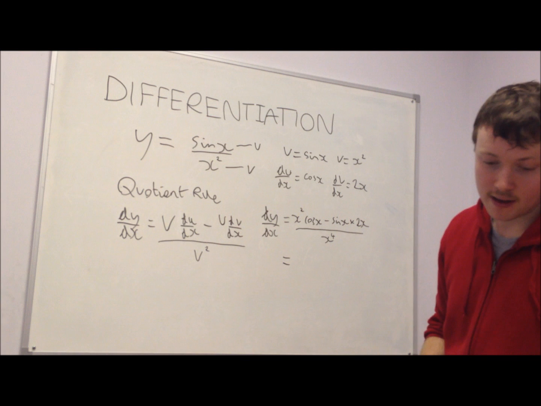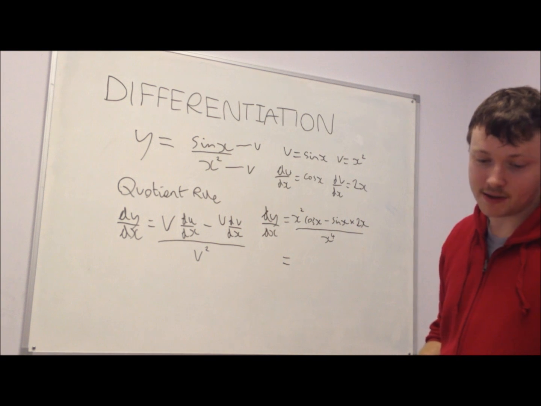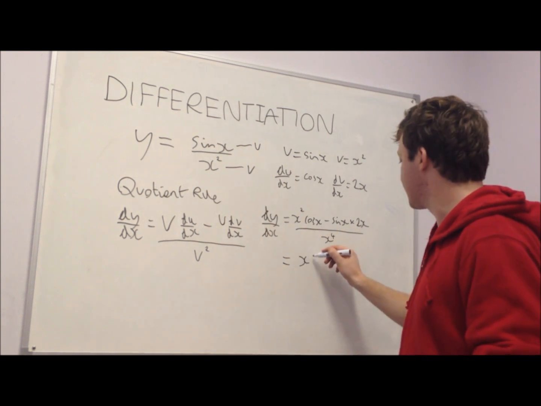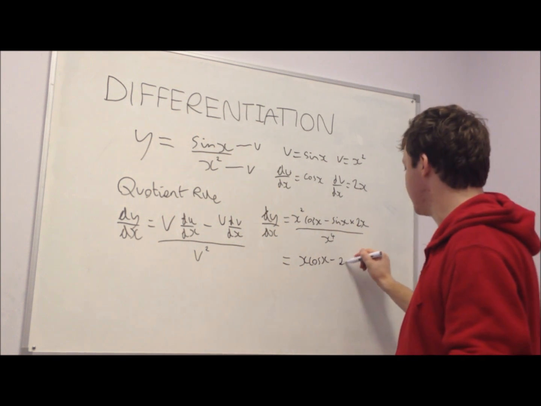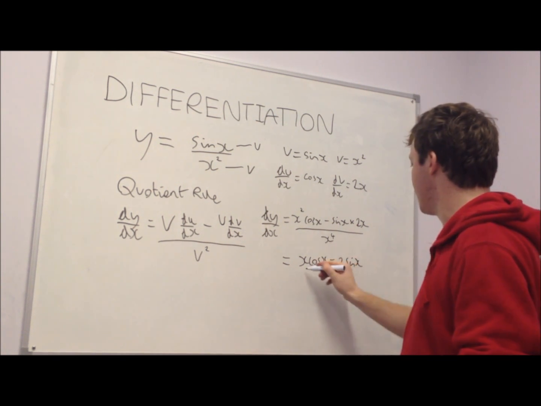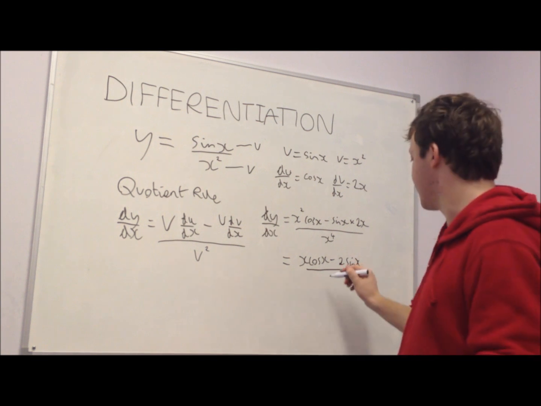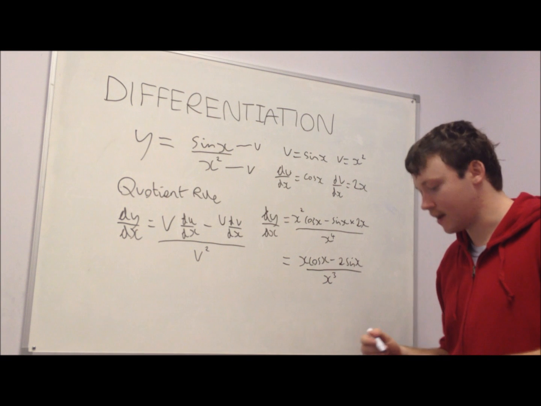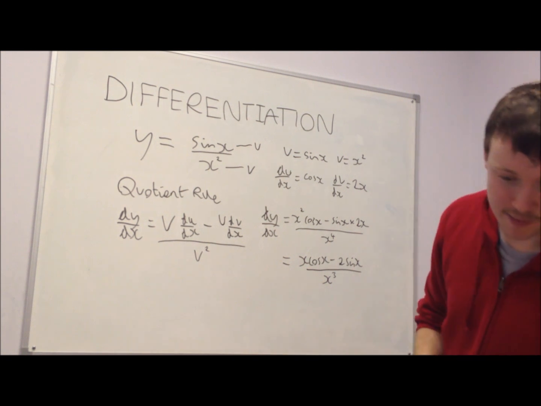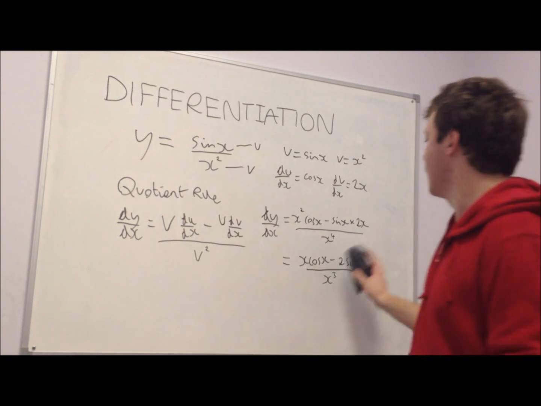And then this simplifies all the way down to x cos x minus 2 sine x over x to the 3. That's just the algebraic legwork done for you there. It's an easy enough simplification. Okay.